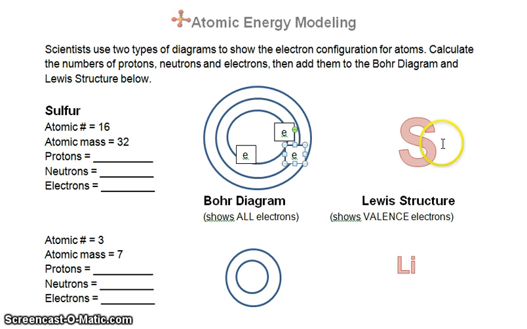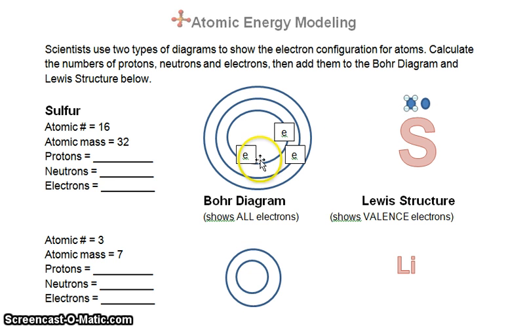Now, alternatively, we can use this Lewis structure over here, which is much simpler. You don't have to fill in protons or neutrons in the center. You write a big letter to represent the element's name, and then you add dots. But you only need to represent the electrons present in the outer orbit. So after you figure out with the Bohr diagram how many you have in this outer orbit, these are your valence electrons. And all you need to represent on the Lewis structure is the valence electrons. So you can put a dot to show how many valence electrons.